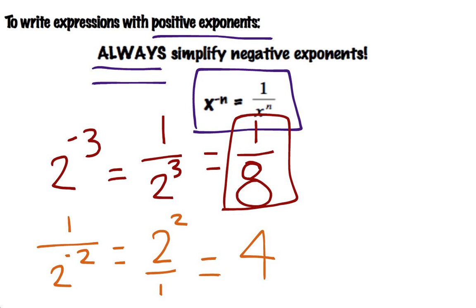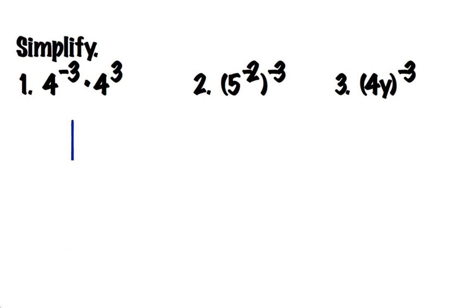Now let's mix these properties that we learned in section 8.2 with the properties we learned in section 8.1. So my first example, you can see that I have a product of powers. So I have 4 to the power of negative 3 times 4 to the power of 3. Using my product of powers property, anytime I'm multiplying with the same base, I add my exponents. So this is going to give me 4 to the power of negative 3 plus 3, which is 0. So 4 to the power of 0. Anytime I have 0 as an exponent, I need to simplify my answer. So anything to the power of 0, we have already stated, will be 1.